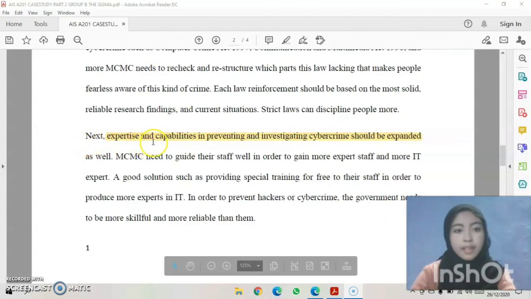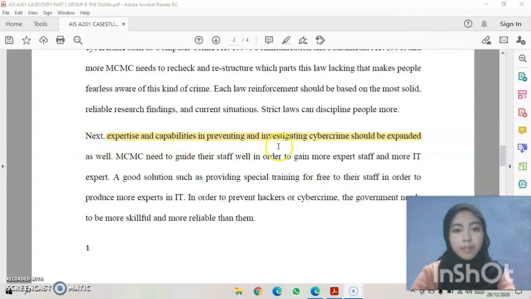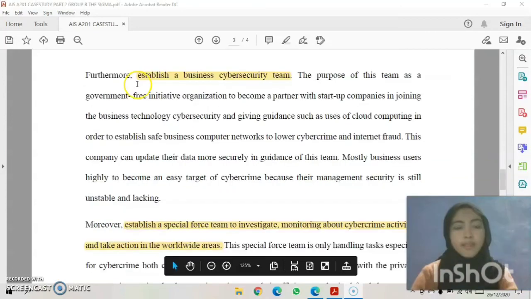Next, expertise and capabilities in preventing and investigating cybercrime should be expanded as well. MCMC needs more expert staff, and IT staff especially. How? They need to provide special training for their staff in order to increase their expertise and efficiency at work. In order to prevent those hackers and cybercrime, the government needs to be more skillful and more reliable than them.